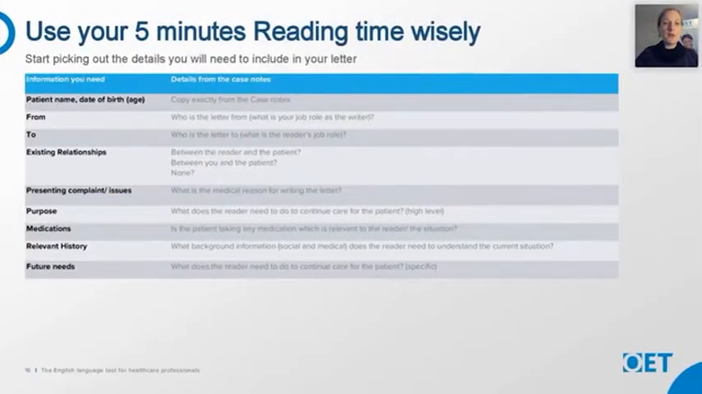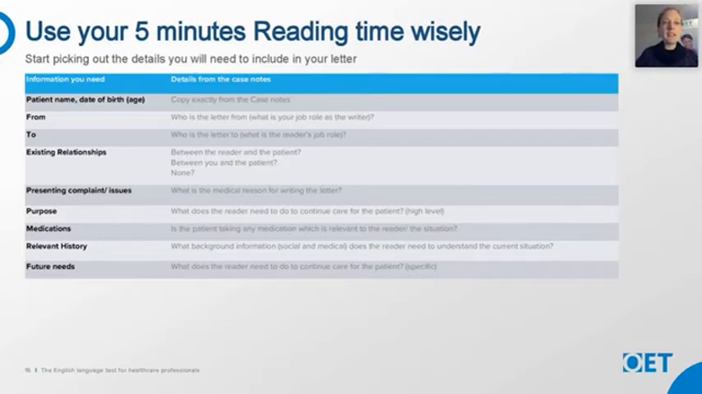So now you know who you are writing to and why. I'm going to show you a table of information you want to be able to locate from the case history. The headings from this table will help you to use your 5 minutes reading time wisely and help you make decisions about what you need to include in your letter and what you can leave out. The headings in the left-hand column are the categories of information you need to find, and the right-hand column explains these further for you. So this is an example of how to use the table at the moment. So I'll just run through these briefly.